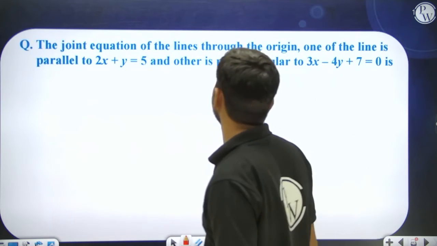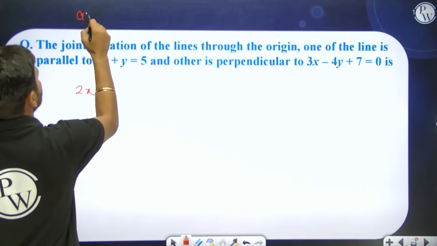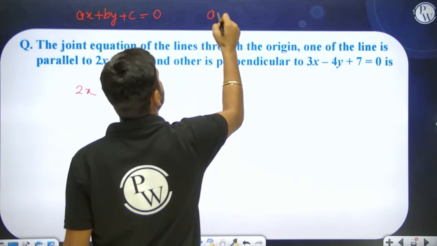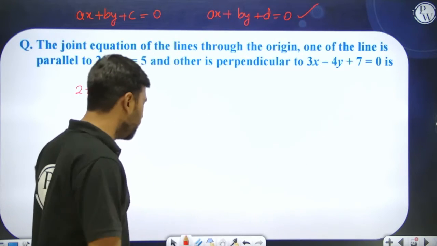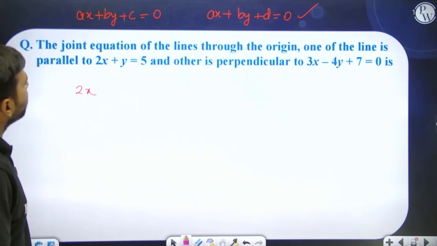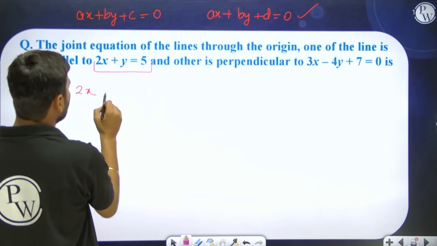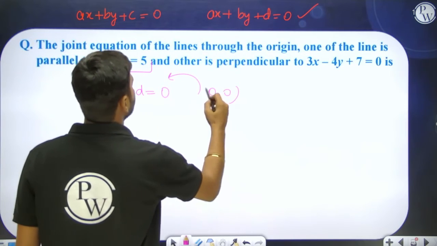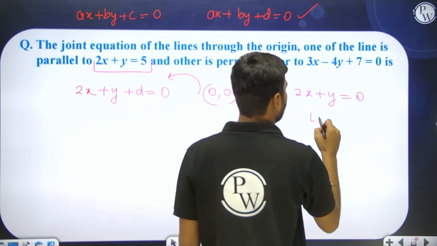The question is saying: find the joint equation of the lines passing through the origin, where one of the lines is parallel to this one. If a line is parallel to the given line, then that parallel line will be represented as ax plus by plus d equal to 0. That means for parallel lines, only the constant term changes. Since the line is parallel to this and passes through 0, 0, the line will be represented by 2x plus y equal to 0. This is one of the lines, that is L1 equal to 0.